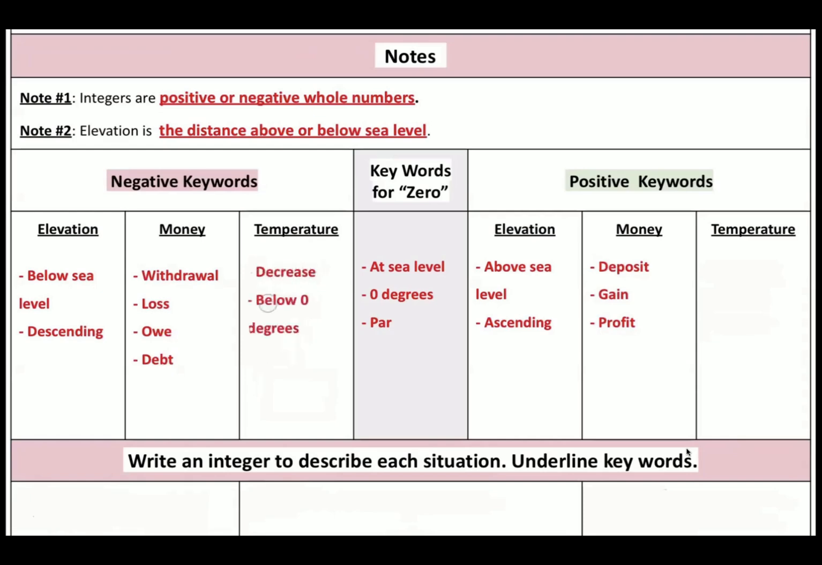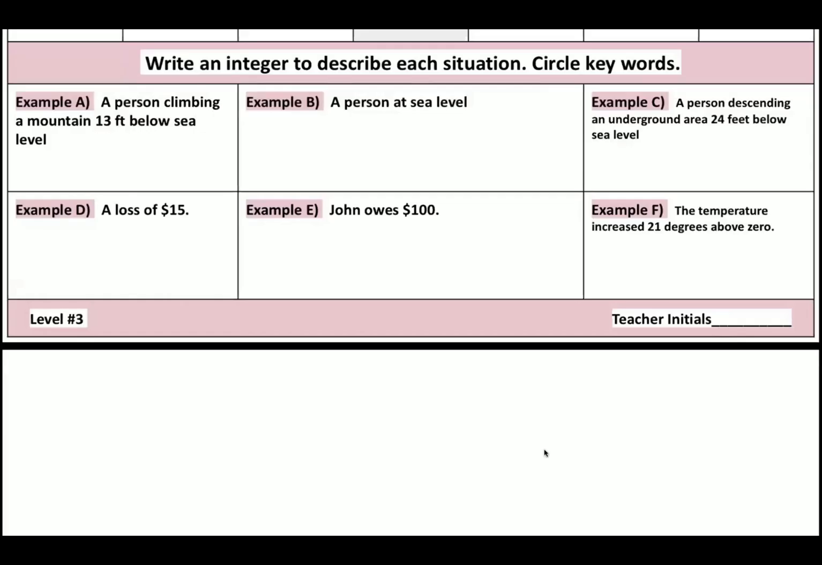And then for temperature, we have decrease or going down, below 0 degrees. And positive temperature keywords are increase and above 0 degrees. Pause the video if you need more time, and then we'll do a few examples. At the bottom of page 1, it says write an integer to describe each situation and underline keywords. I'll do the first one with you, and then you can practice the rest on your own.